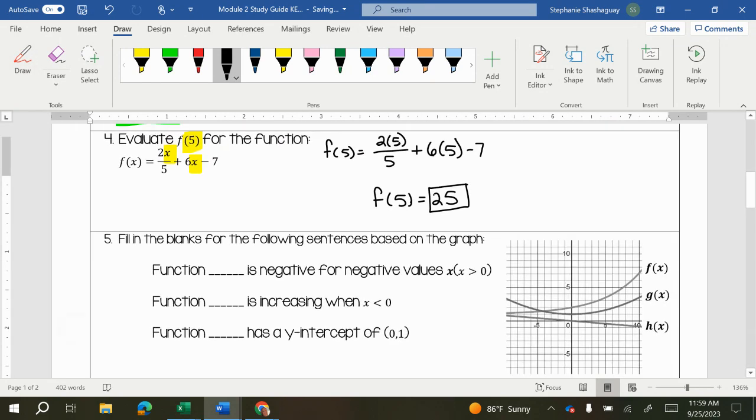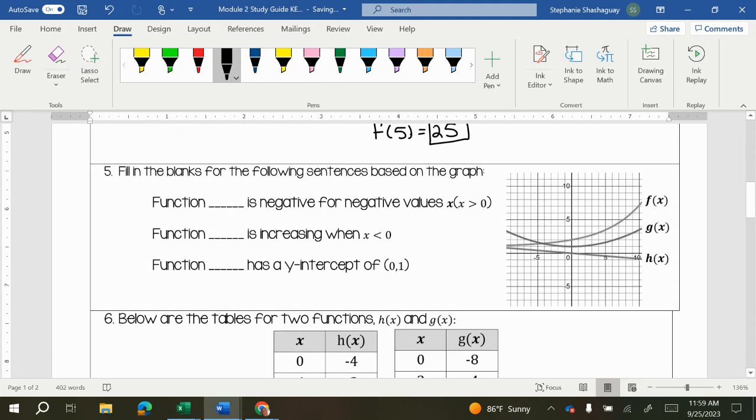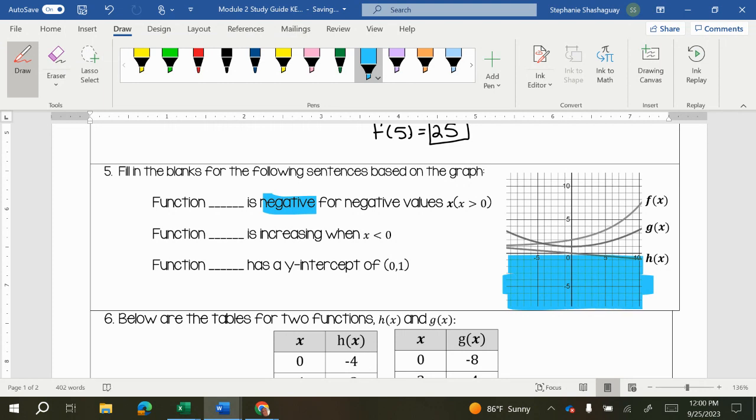Okay, number 5, we've done a few times in our module this week and last week. So what we're going to do is compare these functions and complete the sentences. So function blank is negative. Well, negative is anywhere below here. So there's only one function that's negative, and that is h of x.